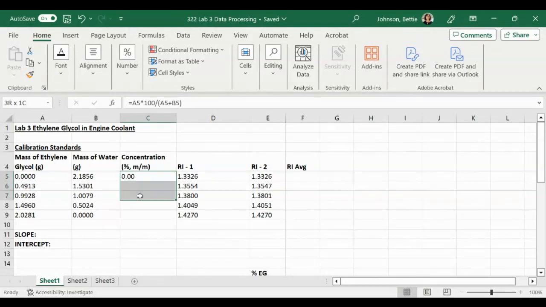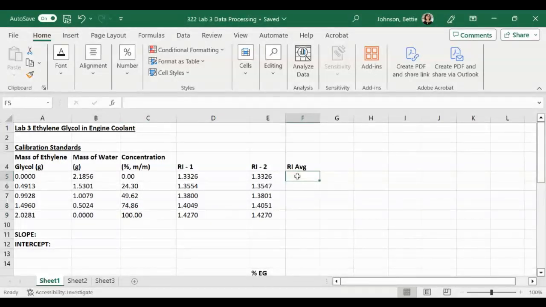Now I can use the same formula in all the cells to calculate their concentrations by clicking and dragging down and then hitting Control D, which fills the formula into all the cells that were highlighted. So as you can see, for the second standard, we have its mass of ethylene glycol times 100 divided by the sum of the ethylene glycol and the water. And then the next row, same formula is applied.